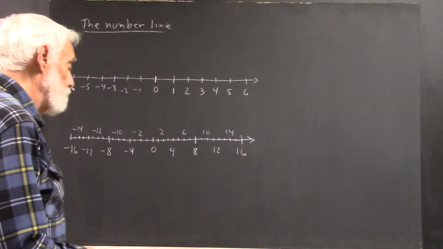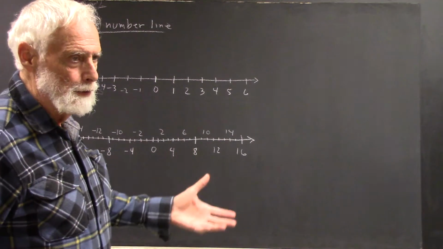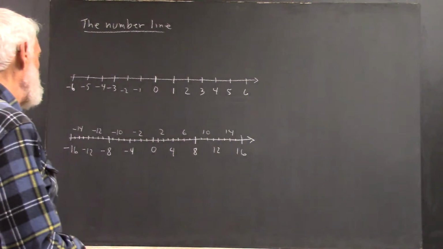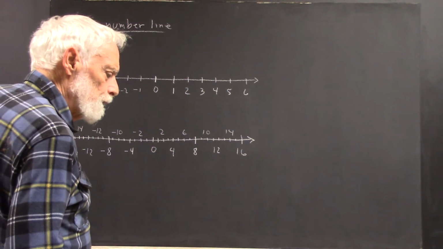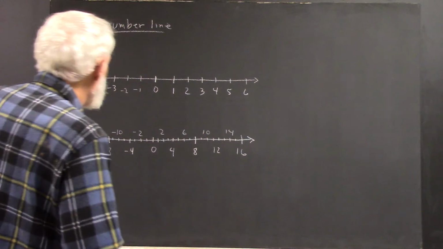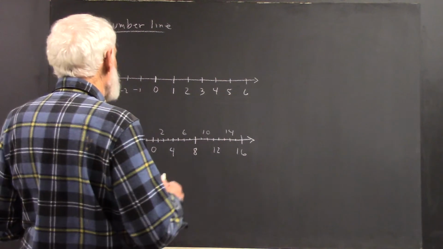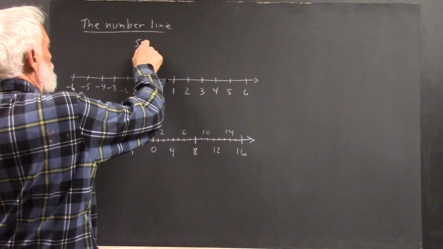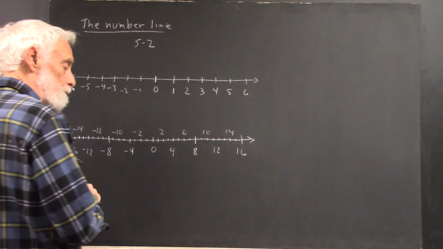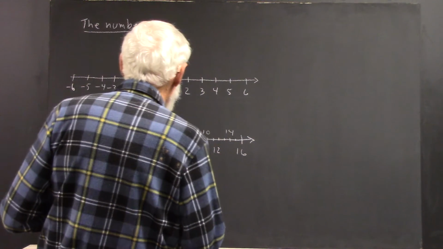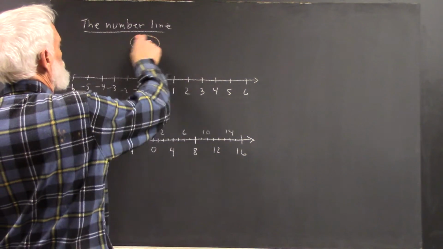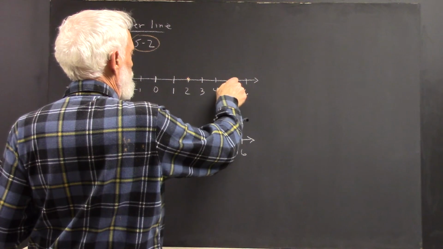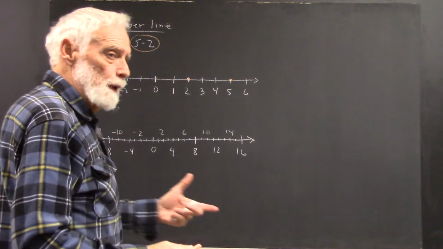Now, what good is a number line? Well, the number line allows you to visualize addition and subtraction. Okay? Now, the first thing I want to talk about is subtraction. So let's say we want to represent 5 minus 2 on the number line. Okay? So, let's say 5 minus 2. Let's find 2. And let's find 5. Of course, we know that 5 minus 2 is 3.